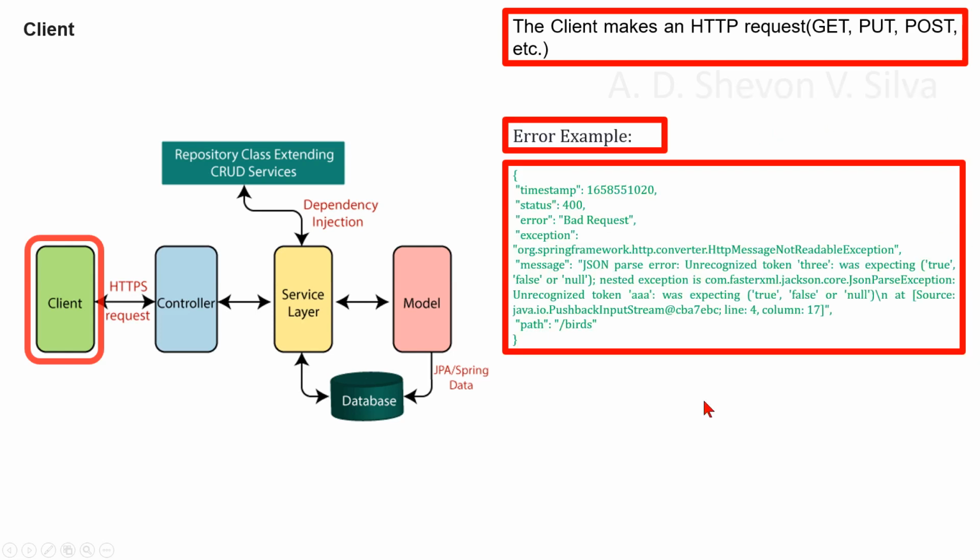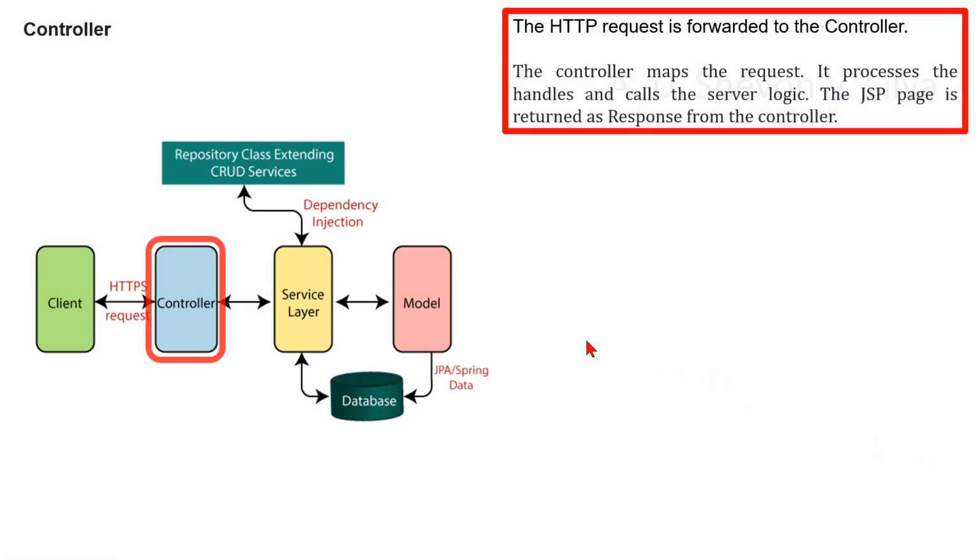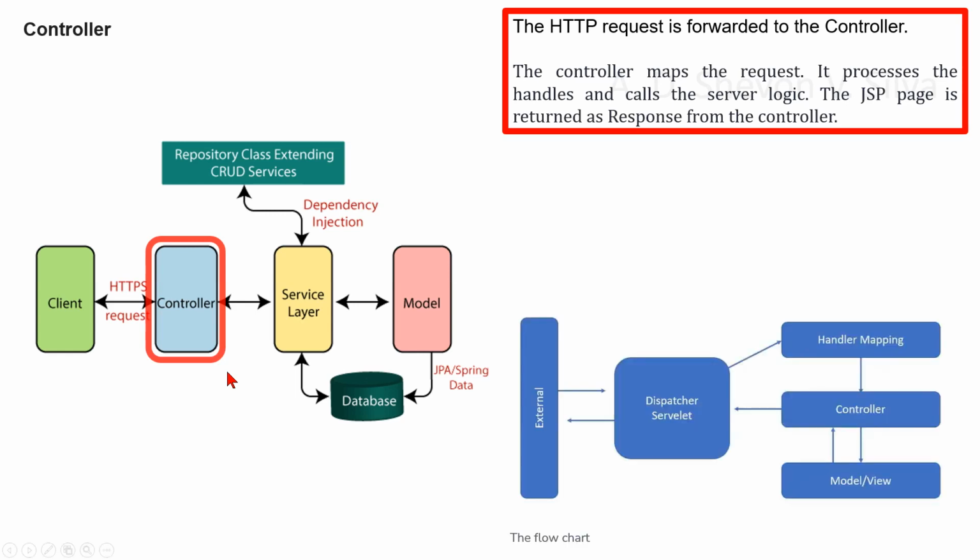As an example, we can consider this one, timestamp and bad request, JSON parse error. Now we are focusing on the controller. The HTTP request is forwarded to the controller. The controller maps the request. It processes it, handles it, and calls the server logic. The JSP page is returned as a response from the controller. Here you can see the flow chart.